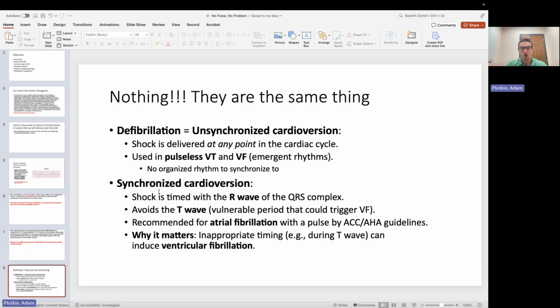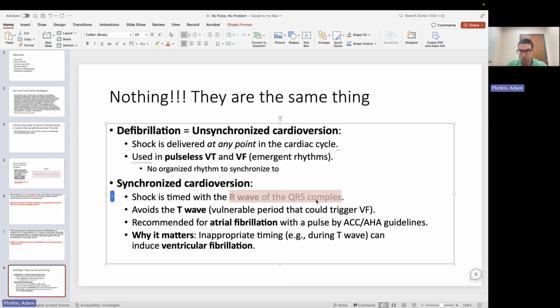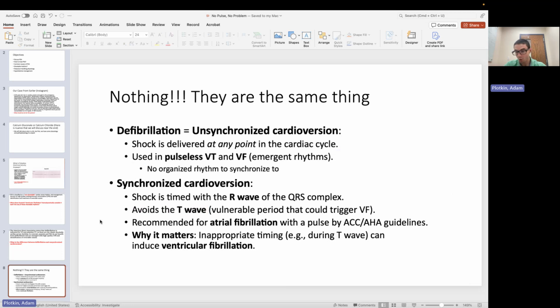Synchronized cardioversion, the shock is timed to the R wave of the QRS. It avoids the T wave, right? We can get ourselves into a whole bit of trouble if we shock during the T wave, because that's a really vulnerable period where the cardiac cycle is going back through repolarization, and we can start another rhythm where we shouldn't have a rhythm. That can lead to instability of the whole cardiac membrane and can trigger ventricular fibrillation, okay?